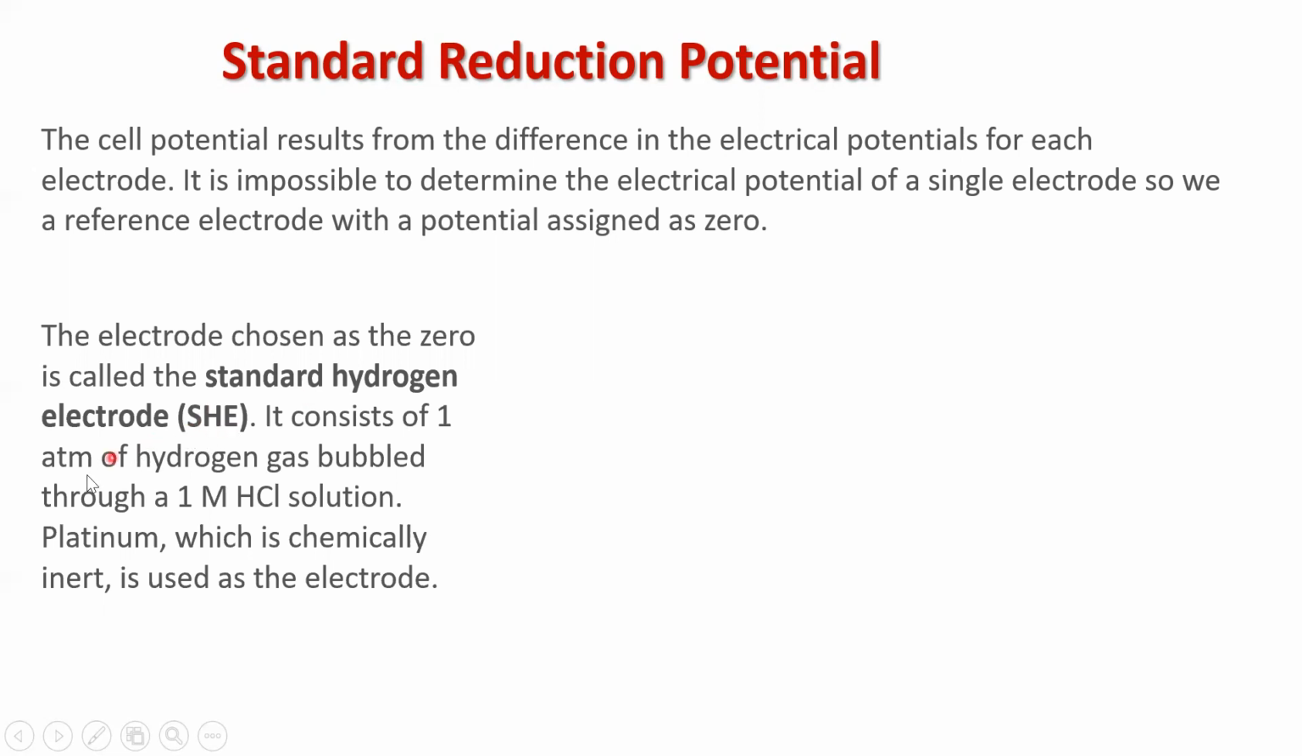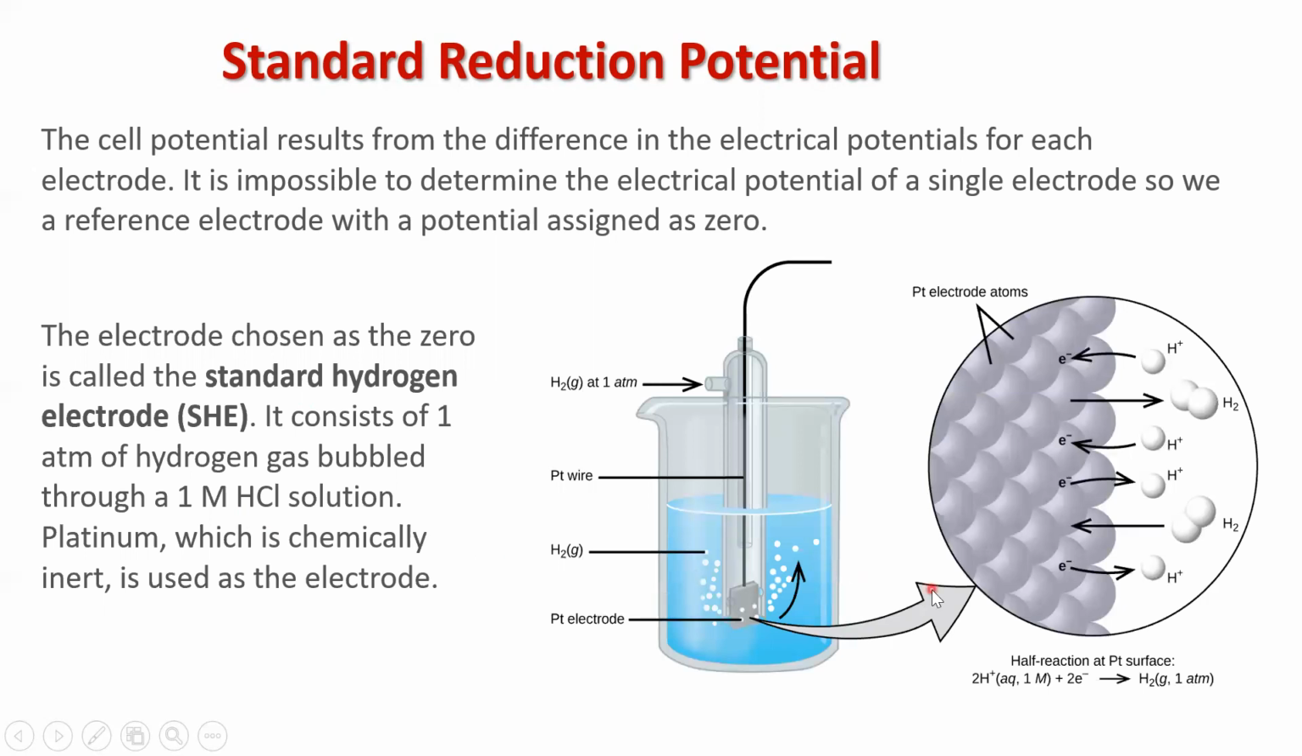Okay, we have 1 ATM of hydrogen that's being bubbled through a 1 molar hydrochloric acid solution. So in this reaction, we're going to have the hydrogen ions gaining electrons and becoming hydrogen gas. And this has been assigned a reduction potential value of 0. Well, what do we use that for?